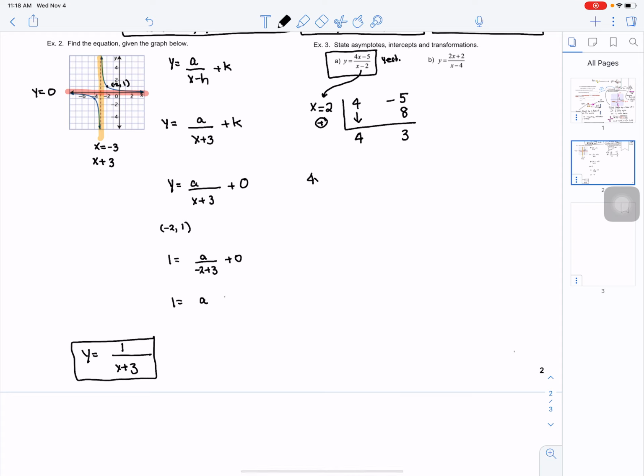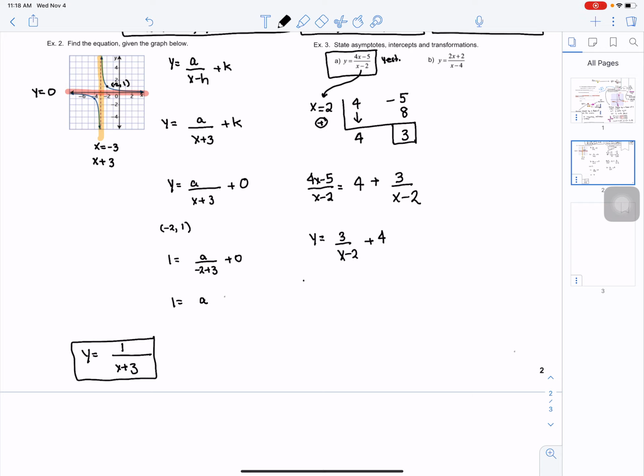So 4x minus 5 over x minus 2 is equal to, this last box represents my remainder, my quotient is 4 plus remainder over divisor. And I get an expression that looks like this. So my y function is 3 over x minus 2 plus 4. And now it looks like the format above, so I can describe transformations.